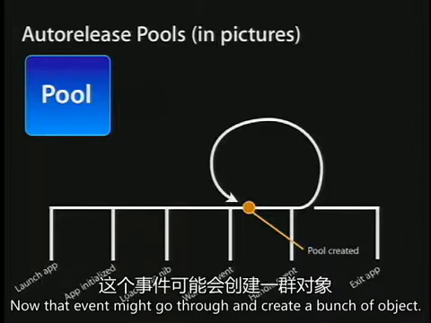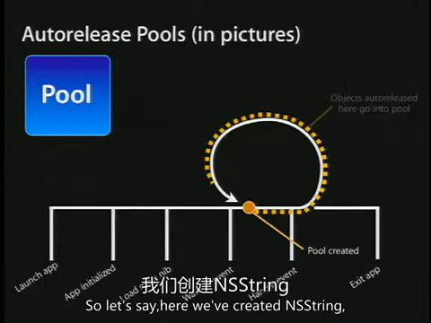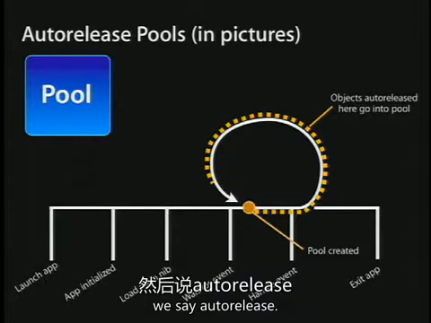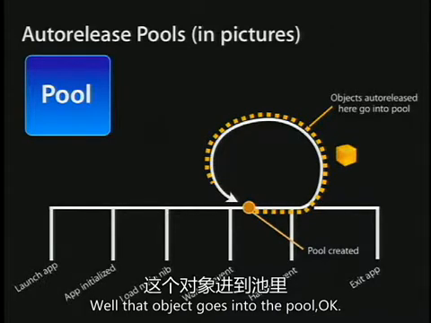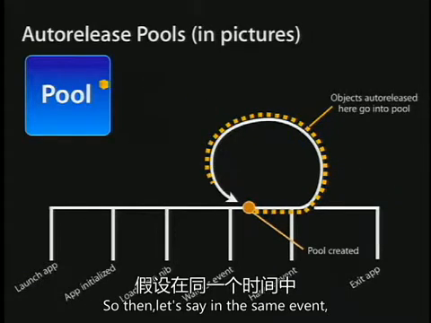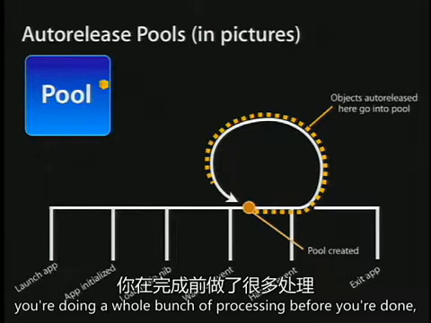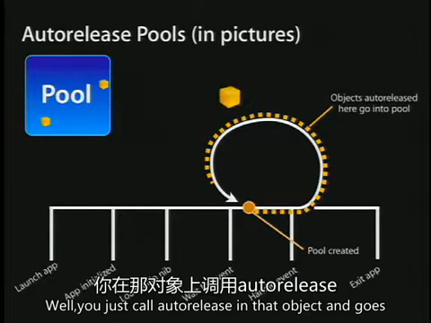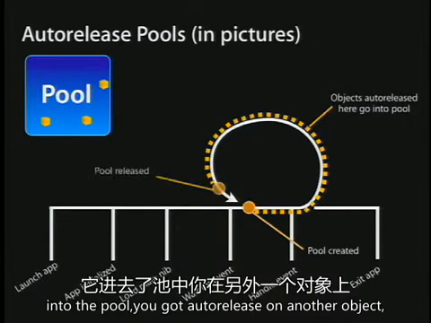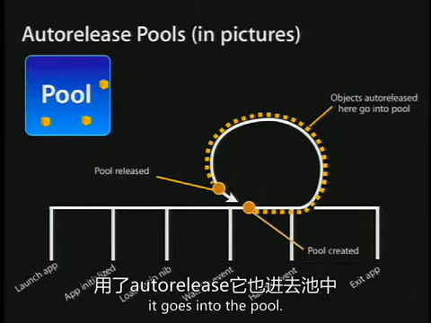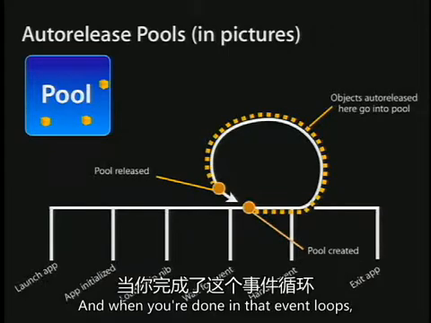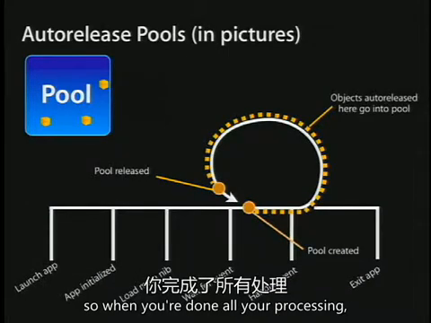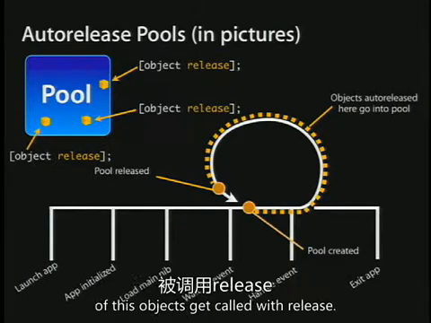Now, that event might go through and create a bunch of objects. So let's say here we've created an NSString and we say auto-release. Well, that object goes into the pool. Okay, so then let's say in this same event you're doing a whole bunch of processing before you're done. You create another object. Well, you call auto-release on that object. It goes into the pool. You call auto-release on another object. It goes into the pool. And when you're done that event loop, so when you're done all your processing, that pool gets drained, and each of these objects get called with release.